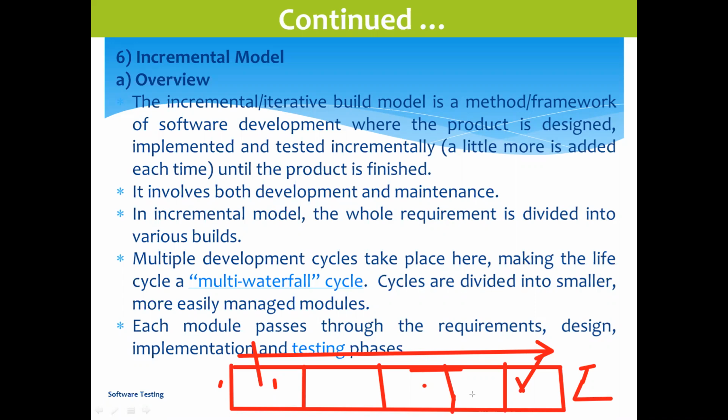Okay, so here multiple development cycles take place, making the life cycle a multi waterfall cycle. So we can also call it a multi waterfall cycle, because for one phase or one build we are following all the approach: writing the test cases, then all the testing activity, coding, implementation, maintenance. Then for the second build again the same thing, then again for the third build the same thing. That's why another name can be multi waterfall cycle also.